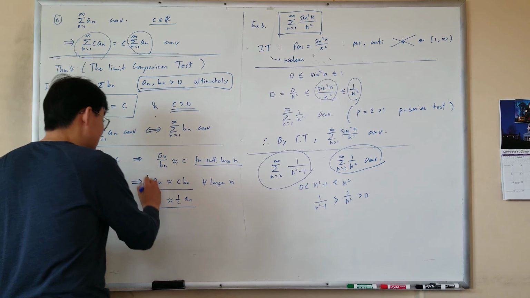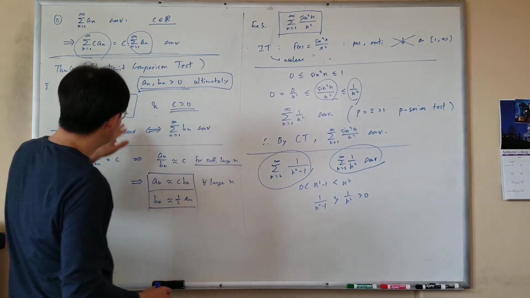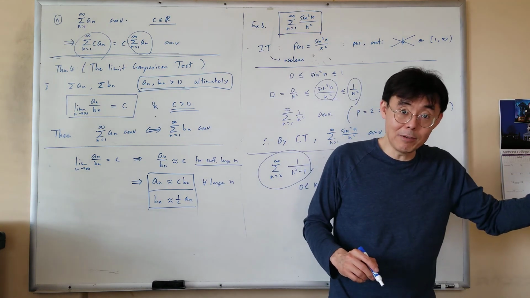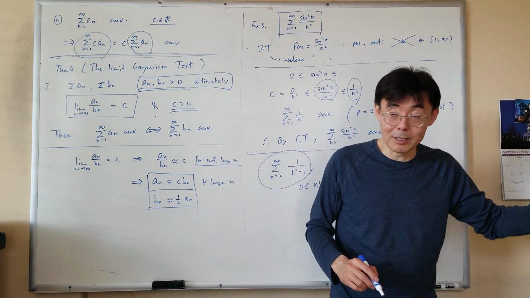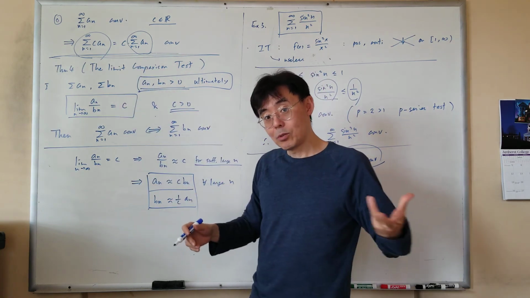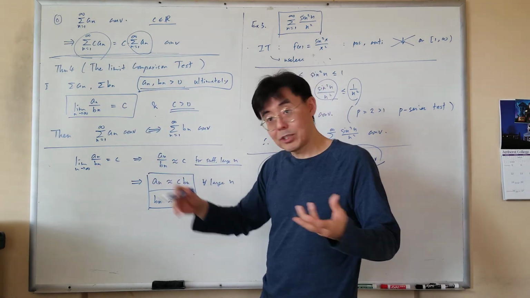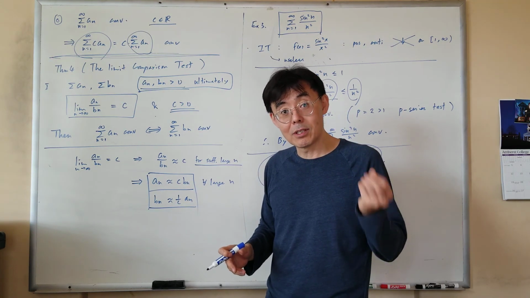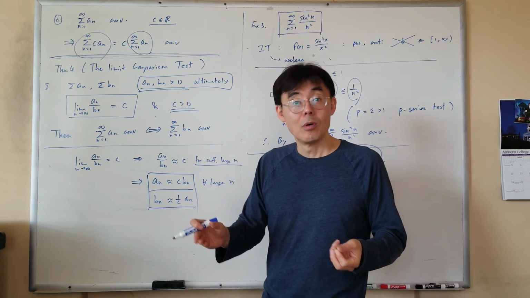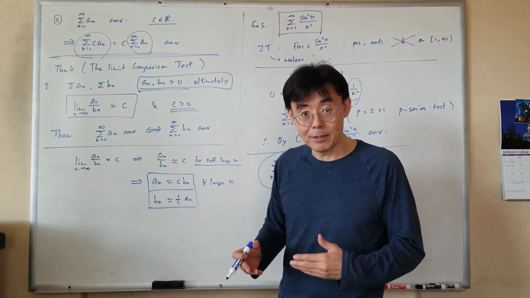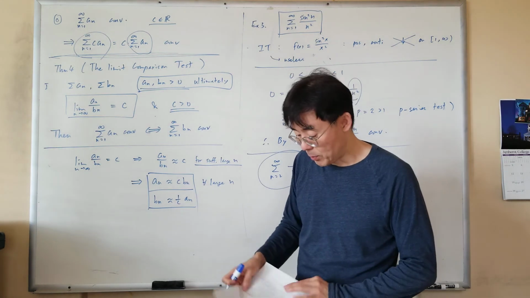So the limit comparison test says that if the ratio of the two underlying sequences has a finite positive number as a limit, that means essentially toward the end, they behave just like a constant multiple of each other. So if one series is convergent, the other is convergent. If one series is divergent, then the other series is also divergent. Same fate.